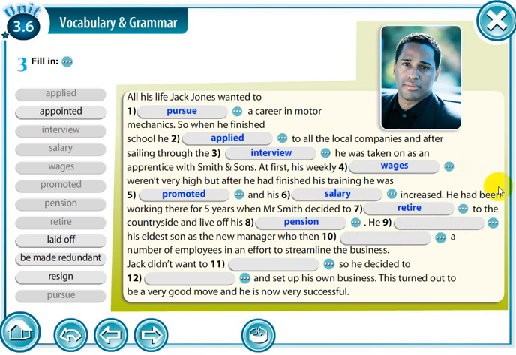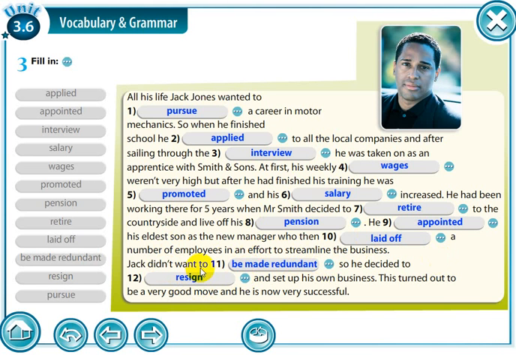Smith decided to do what his eldest son, as the new manager, of course, appointed him as the new manager, who then laid off. Laid off means decided to get rid of some of the workers, a number of employees, in an effort to streamline the business. Jack didn't want to be made redundant. He didn't want to be dismissed. So he decided to resign.